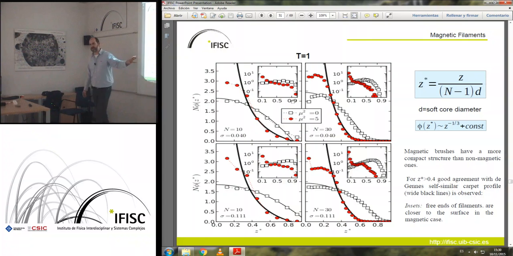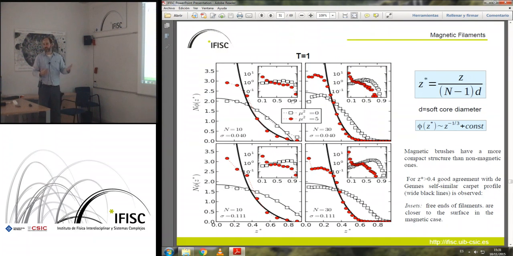So this profile arises when you have a surface and polymers that adsorb on the surface, and you want to compute the density at several distances from the wall. The basic assumption, and the difference between the parabolic profile and this profile, is that in this case you assume the chains start to distort one another, so the blobs, let's say, start to exert an influence on the others.